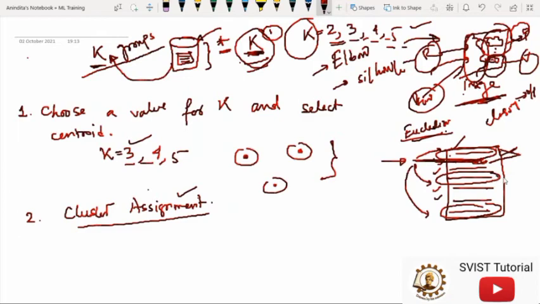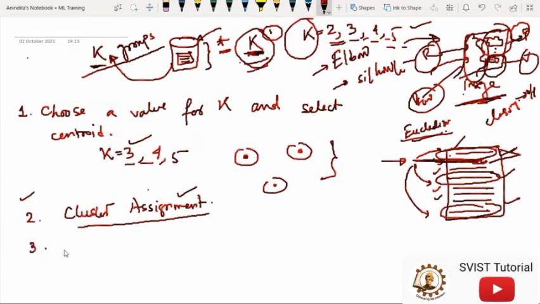After choosing the cluster centroids, whichever remaining points are there, we will pick the points one by one and find the distance of this point from all the centroids that we have selected, and we will assign the point to that specific cluster whose distance is less, meaning the distance between the point and the centroid is less. So this is known as cluster assignment. This is your step number 2.